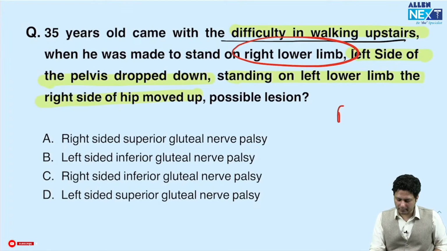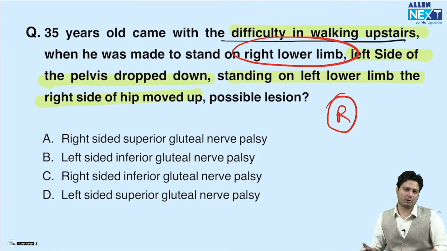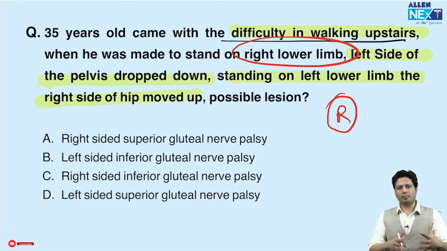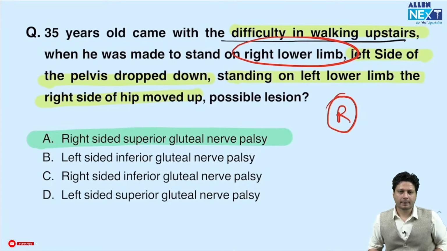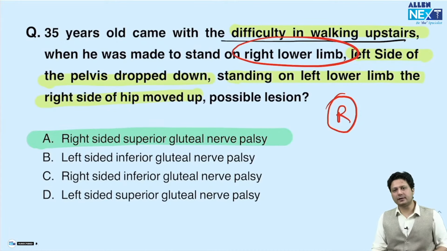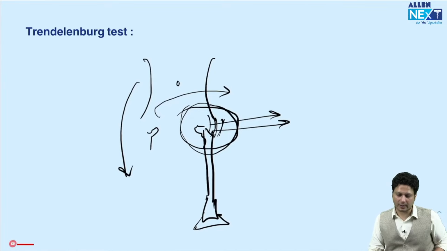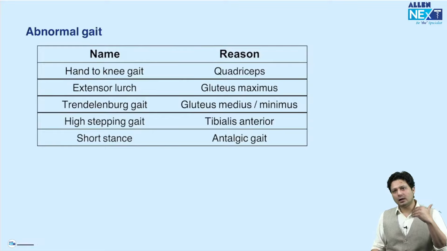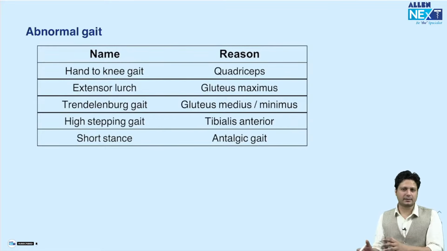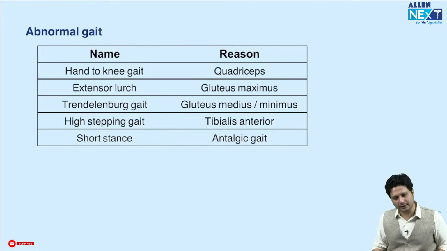So problem number one is that the patient is having a right sided abnormality. You know the components of the abductor mechanism are the gluteus medius and minimus, and gluteus medius and minimus are supplied by the superior gluteal nerve. That means the patient has right sided superior gluteal nerve palsy. Again, I am repeating that the Trendelenburg test requires a lot of understanding. If you don't have that, then don't mug it up and mark the answer. It requires basic understanding, and only then will you be able to come up with the correct answers.